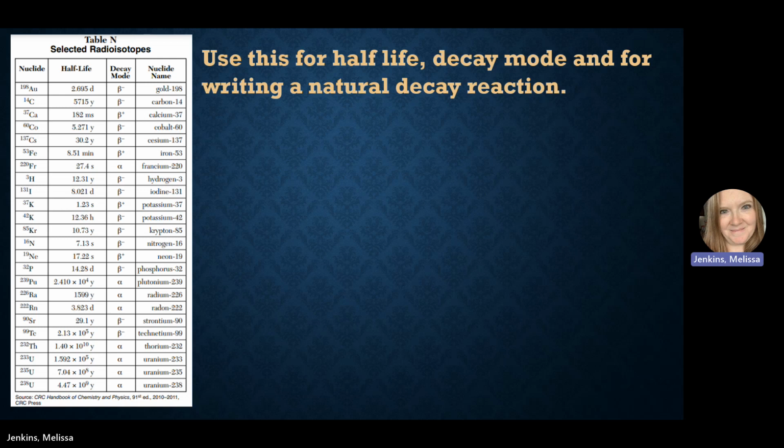And then I have to figure out what's missing. Well, I need the atomic number for iron. How do I find the atomic number for iron? I just go to the periodic table, right? So iron's atomic number, you got to go to the periodic table, 26. They already gave me the 53 on the top.